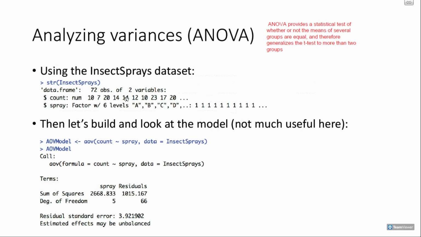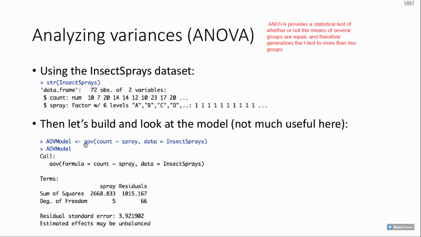Specifically, I picked this one because the spray here is a categorical variable, and because it's dependent on 6 different sprays, and 6 different sprays are just a categorical variable. So we want to predict the count, the number of insects, and develop a model that will give you the number of counts depending on which spray you're using. So let's look at this model.